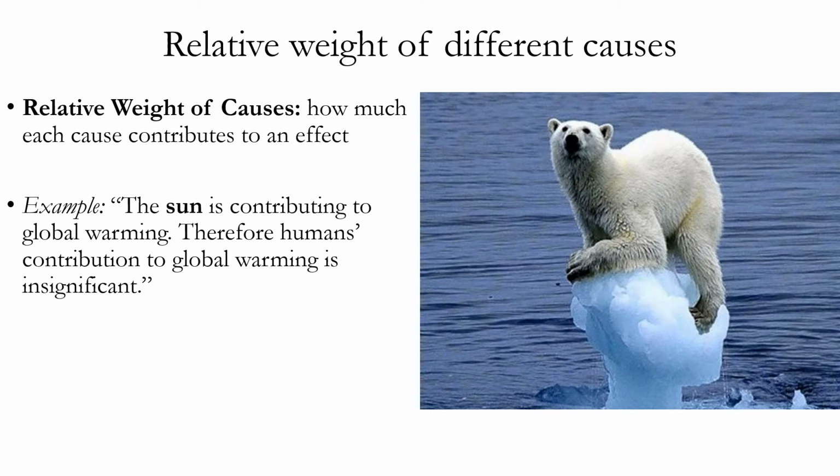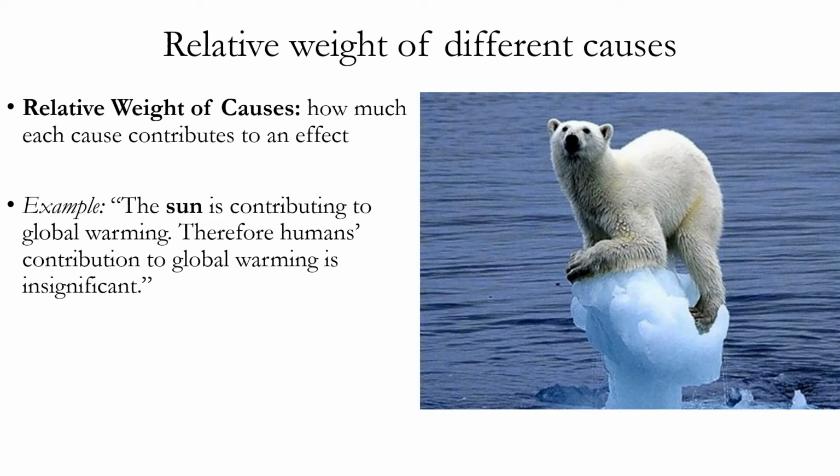Let's next discuss the issue of relative weight of different causes. This is referring to how much each cause contributes to an effect. For example, suppose someone reasons as follows: the sun is contributing to global warming. Therefore, humans' contribution to global warming is insignificant.